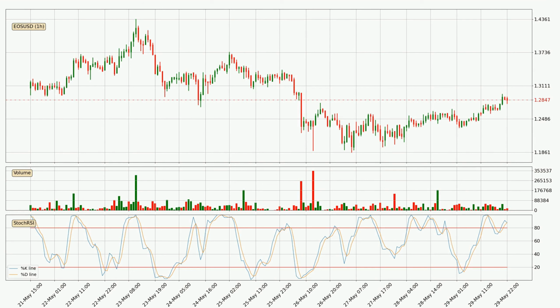Looking at the hourly Stochastic RSI, both the %K and %D lines are in the higher region, which means that the price is getting overbought and soon a trend change or at least some kind of consolidation could be expected. The K line is below the D line, which shows that the trend has shifted to the downside.